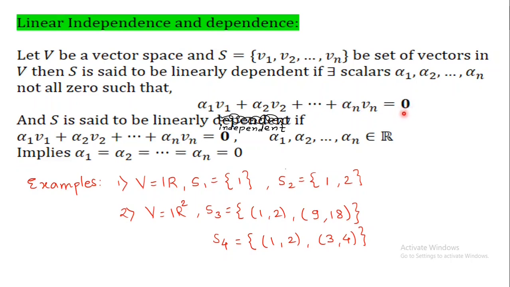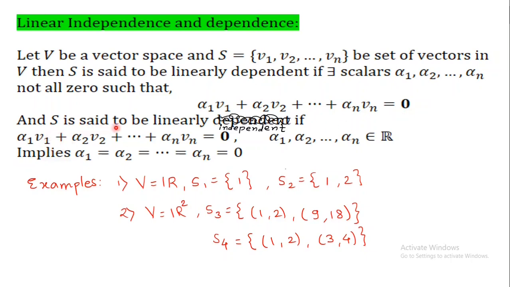Note, this is a bold 0 in the sense that if our vector space is only R, then this 0 is going to be our usual 0. If our vector space is R2, then this bold 0 is going to be (0, 0). Similarly, depending on other vector spaces, this 0 will change.